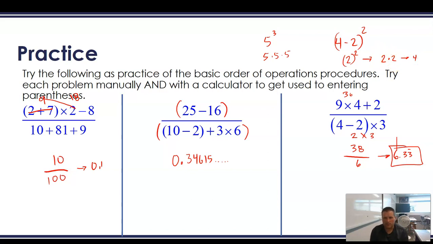So write it out. Exponents are just multiplication, okay?